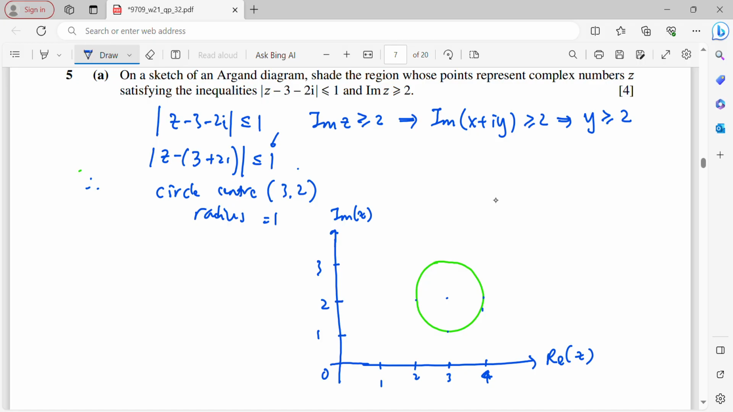And then we have another one which is y at least 2. So y at least 2 is here. This is y equals to 2. Okay, at least 2 means above, right? So less than or equal to 1 means all inside the region, which means your region is here. This is modulus z minus 3 plus 2i equals to 1. Okay, so that's the region for this part.